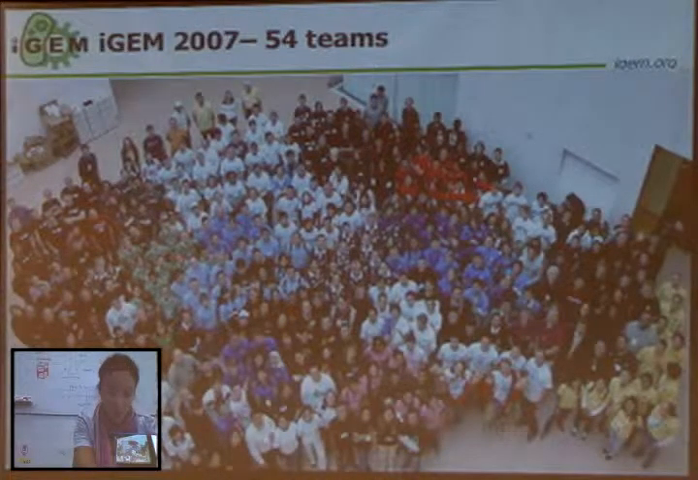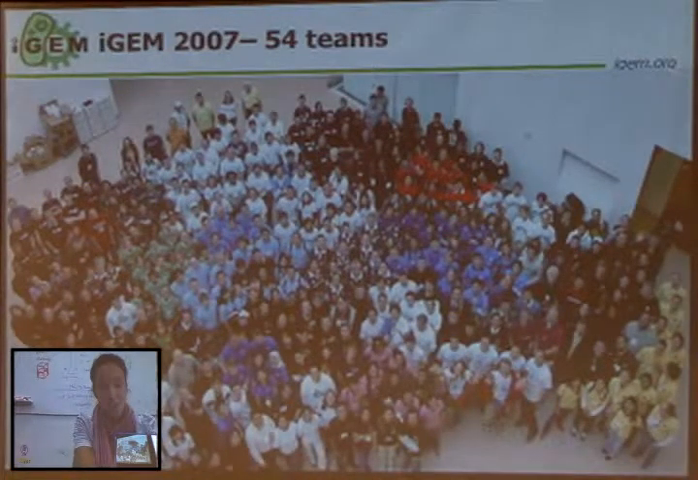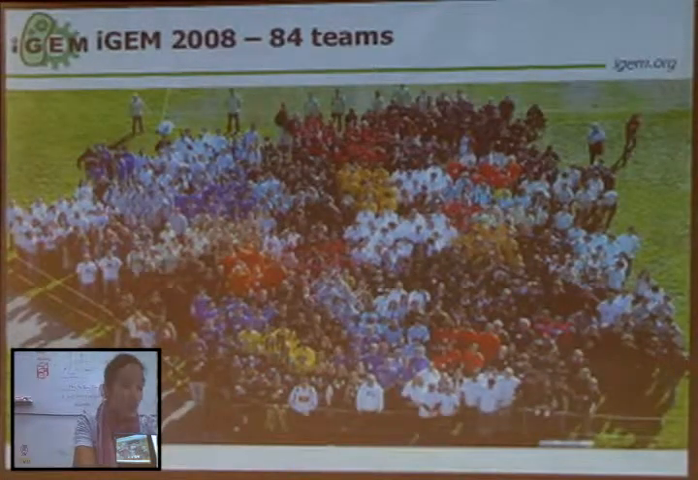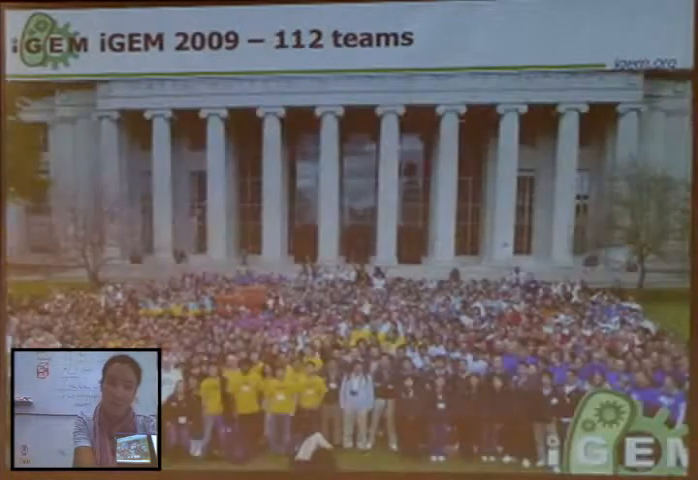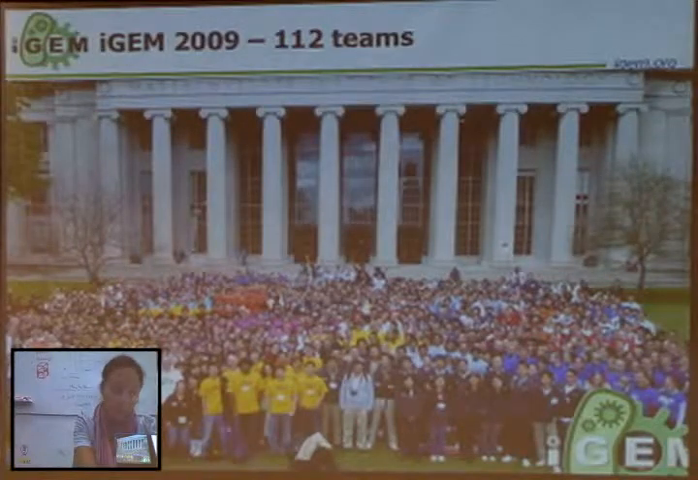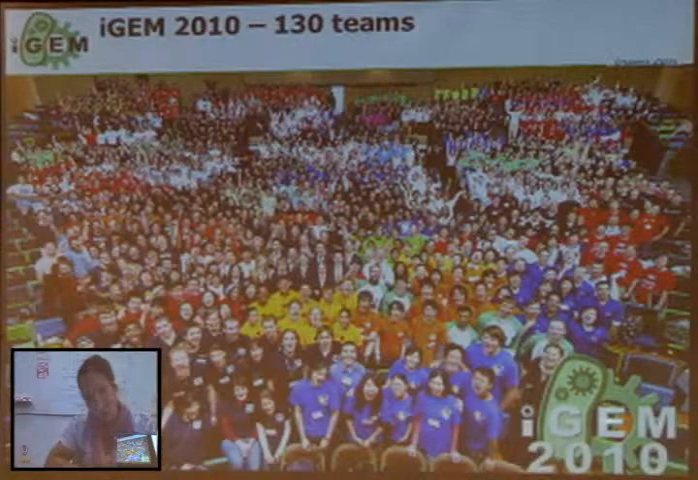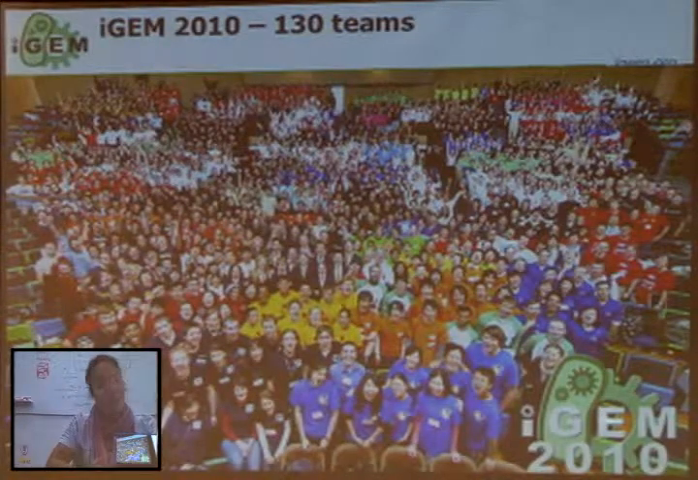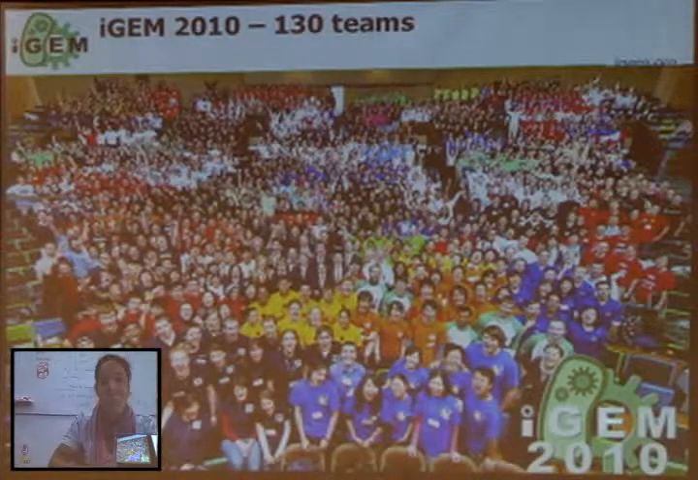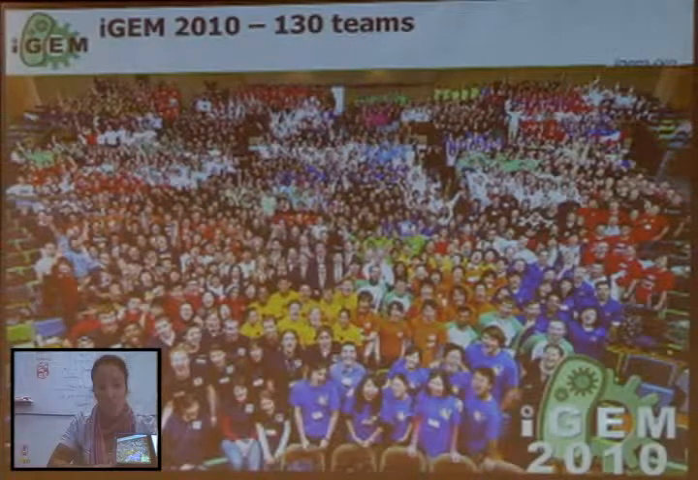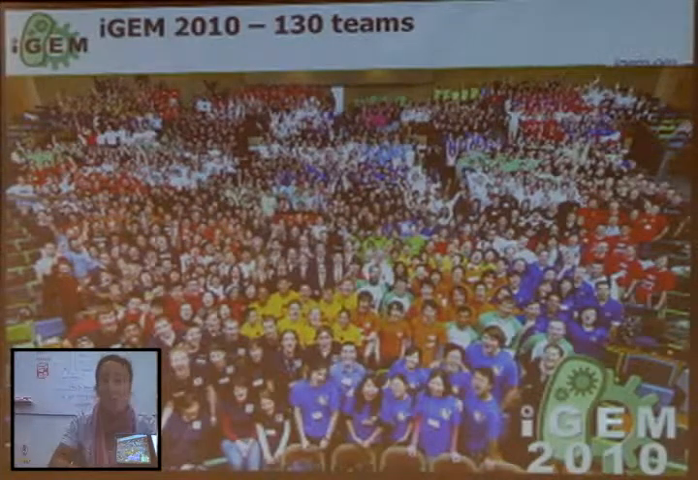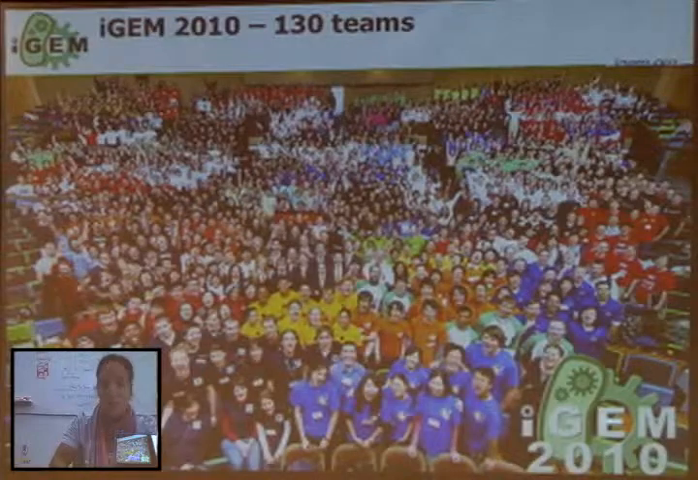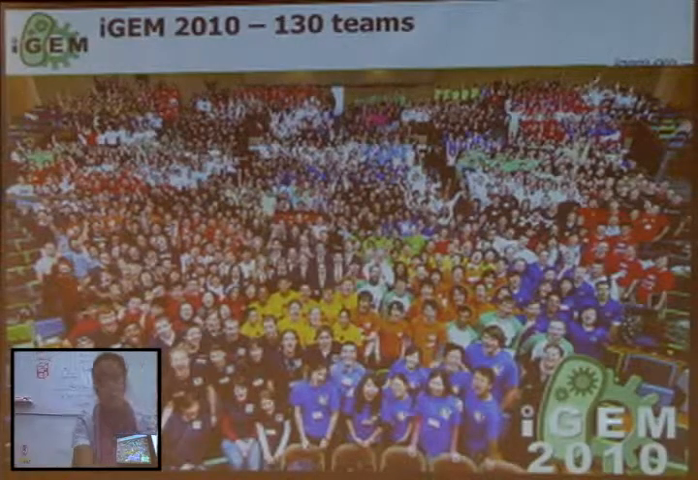2007 with 54 teams. Next is 2008 with 84 teams, 2009 next with 112 teams, and next is 2010 with 130 teams. So you can see that in 7 short years, we've gone from 5 teams, friendly universities, kind of competing or gathering for the summer and working on the same thing over the summer, to a competition that's 130 teams.